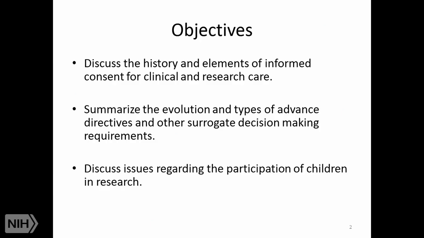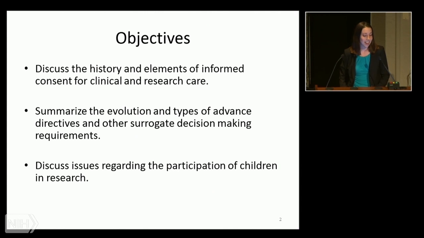So the objectives today, as you can see from the slides, are we're going to discuss the history and elements of informed consent for both clinical and research care, summarize the evolution and types of advanced directives and other surrogate decision-making, and discuss research specifically regarding children.